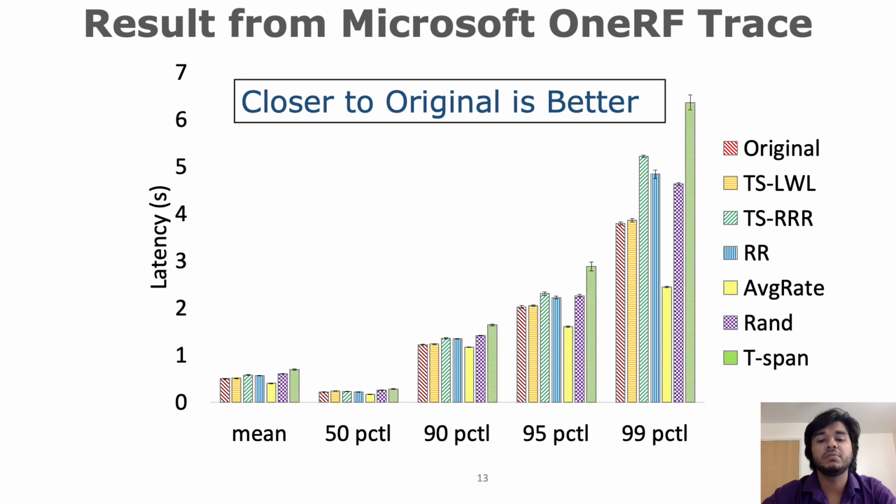The degraded performance of time-span scaling, or T-span, comes from the downscaled system being overloaded for a longer period of time than the original, something we touched upon earlier. So it is apparent that TSLWL outperforms the other approaches in preserving latency characteristics of the original trace.